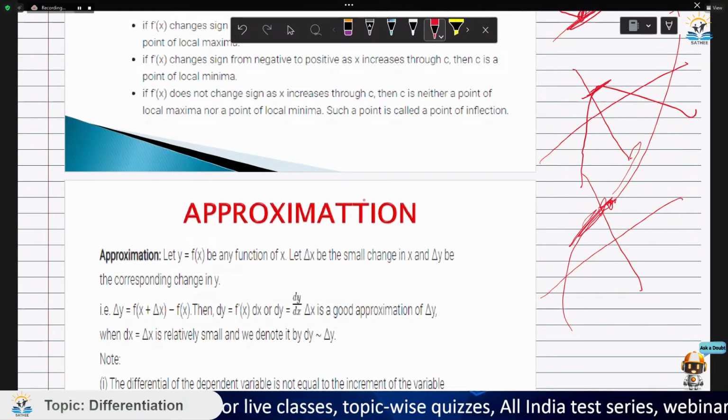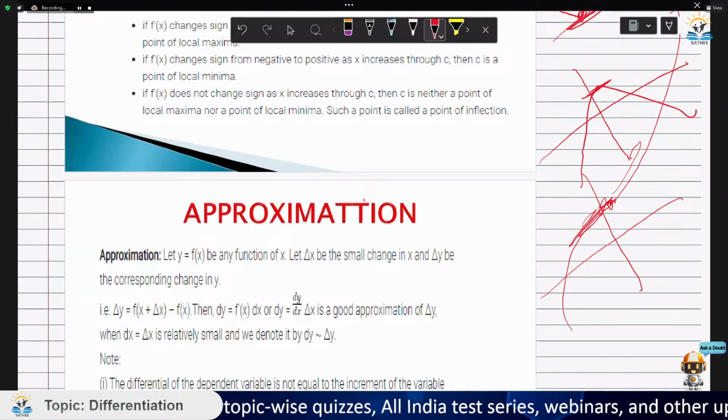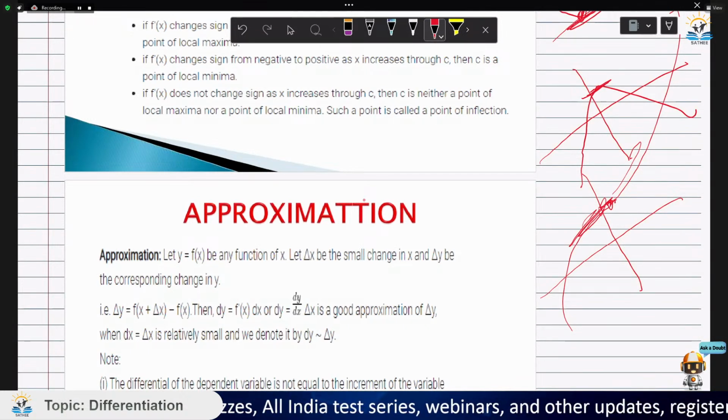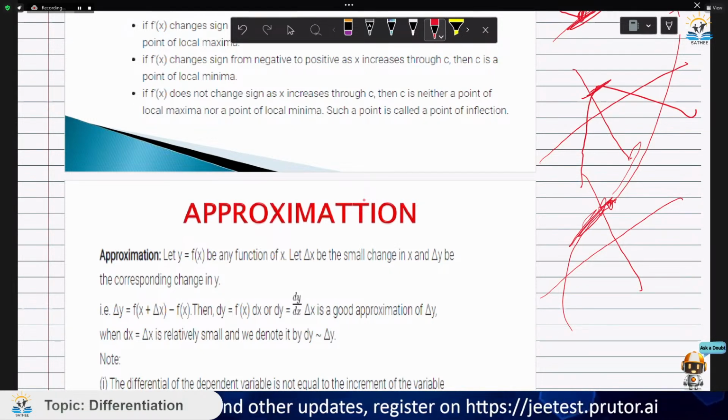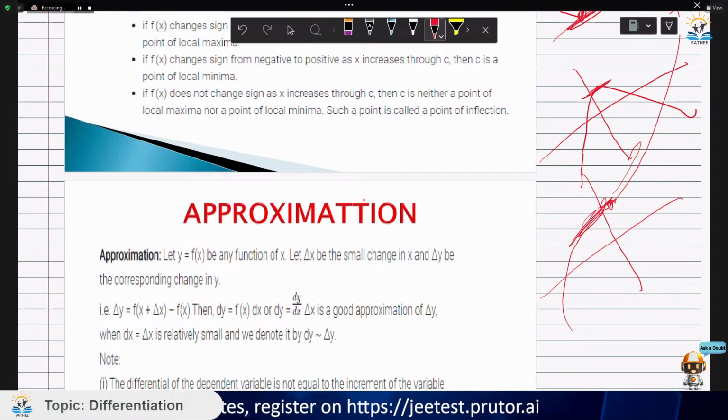Okay, so now moving on. So let's do this. Parallel to x-axis tangent means dy by dx is equal to 0. As simple as that. So 3x square minus 6x minus 9 is equal to 0. x square minus 2x minus 3 is equal to 0. x square minus 3x plus x minus 3 is equal to 0. (x minus 3)(x plus 1) is equal to 0, so x is 3 and minus 1.